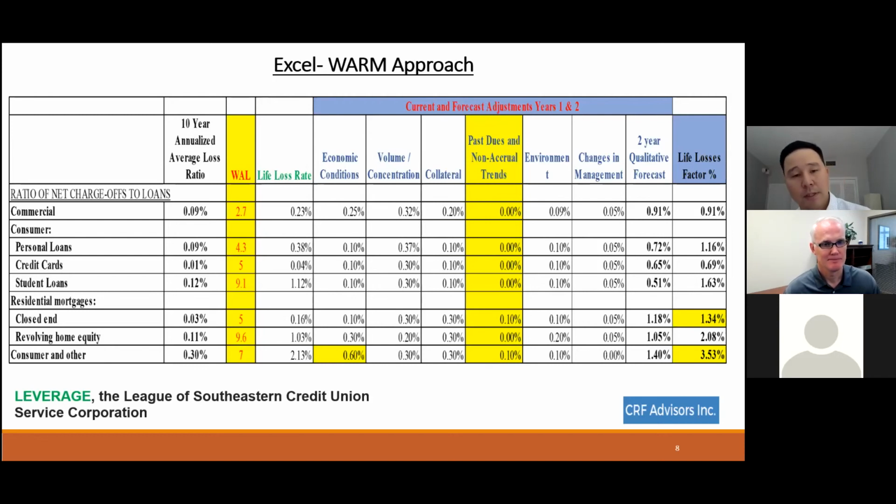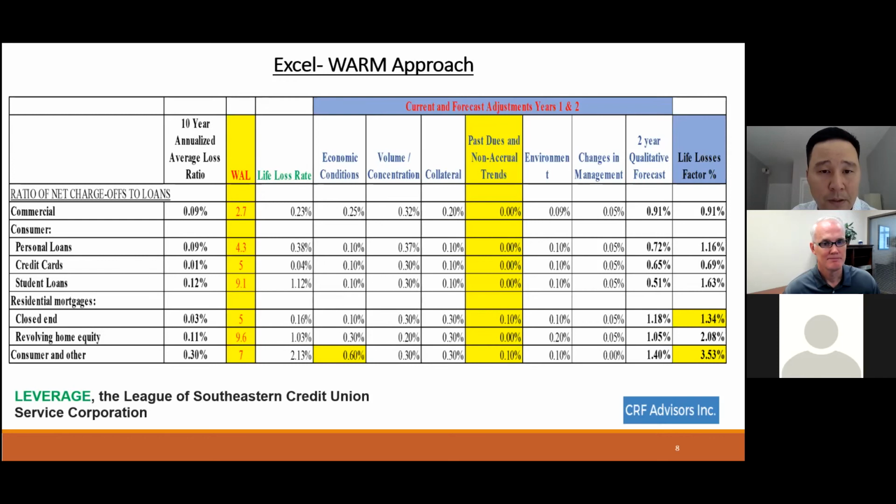Hopefully everyone has somewhat been familiarized or has heard about the warm approach. Again, it is available. I don't have the exact link, but if you look up the warm methodology and interagency guidance, the example will pop up there. All we're doing is taking that example and applying it to a template where our credit unions can utilize it for their calculation.